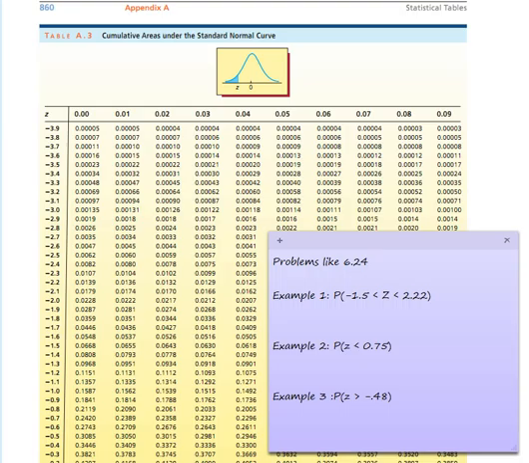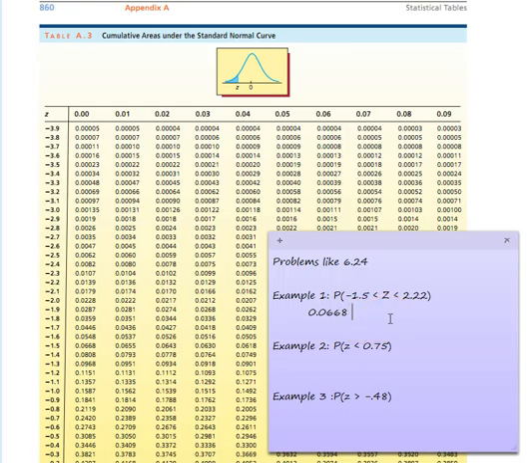Okay, so let's do example 1. I am going to look for a z-score of negative 1.5. I find that by just moving down this column, and I find negative 1.5, and the probability associated with that value is 0.0668. I'm going to jot that down here, 0.0668, just to keep tabs on that number.